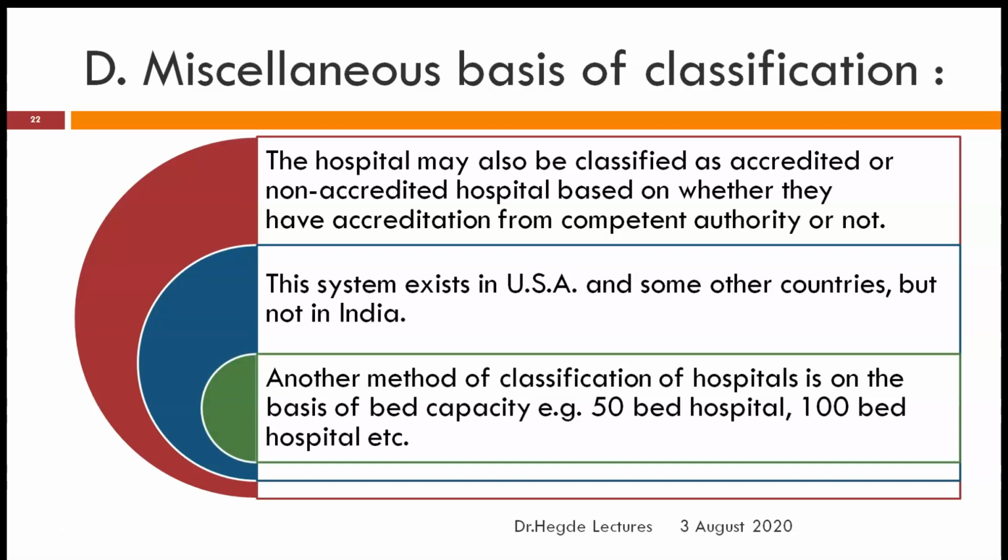Another method of classification of hospitals is on the basis of bed capacity, whether it may be a 50-bed hospital, 100-bed hospital, etc.